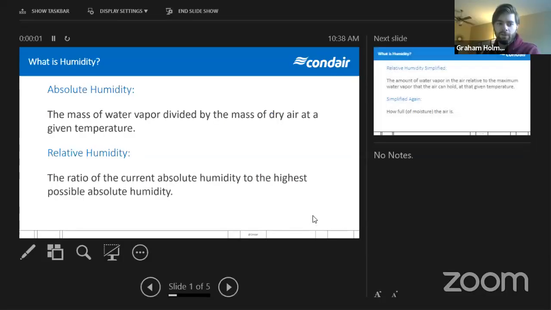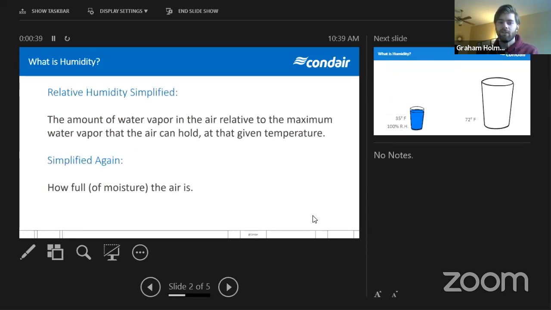All right, so everybody, there's two general concepts people like to talk about when it comes to humidity. There is absolute humidity, which is the mass of water vapor divided by the mass of air at a given temperature. So this is really the total amount of moisture in the air at one time. But what we've been talking about over these daily highlights is the relative humidity and how that affects things. And that is the ratio of the current absolute humidity compared to the highest possible absolute humidity. So to simplify that again, it's basically the ratio between the amount and the maximum. Another way to say it would be how full of moisture the air is.